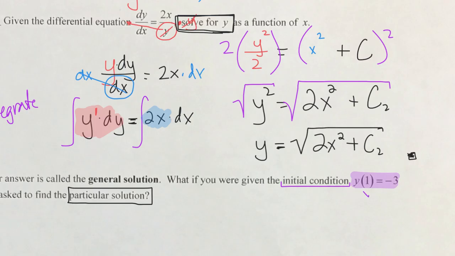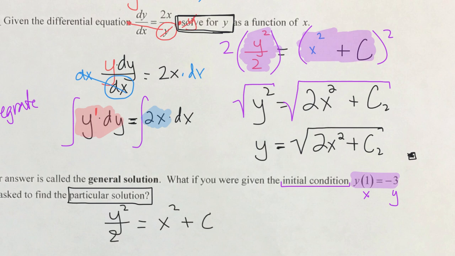So our x value is 1 and our y value is negative 3. We're going to go into this part of our equation, because this is where we first introduce our c value. We're not going to plug it into our final equation. Go back to where we first introduced our c: y squared over 2 equals x squared plus c. That's where we're going to start.